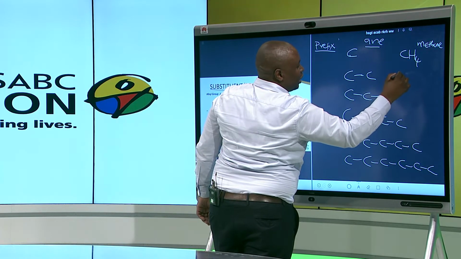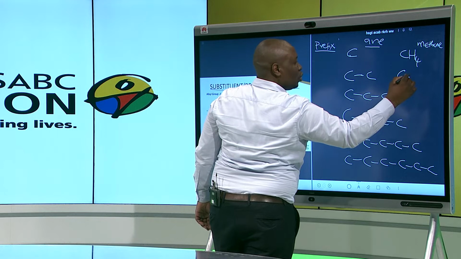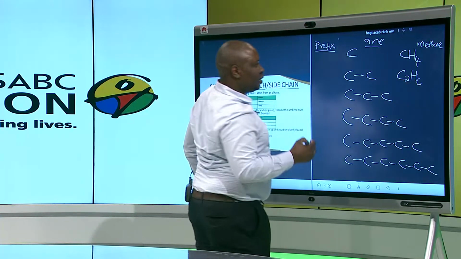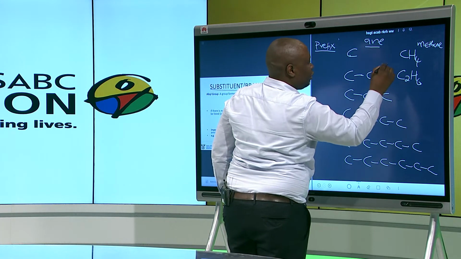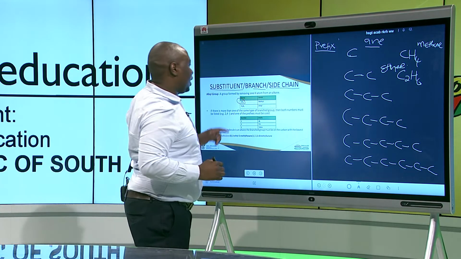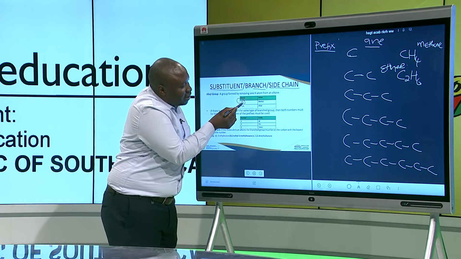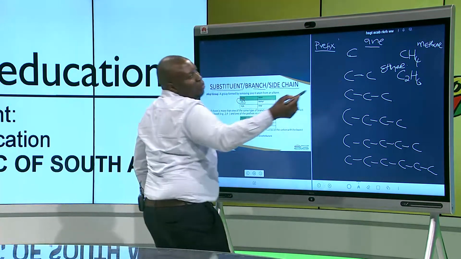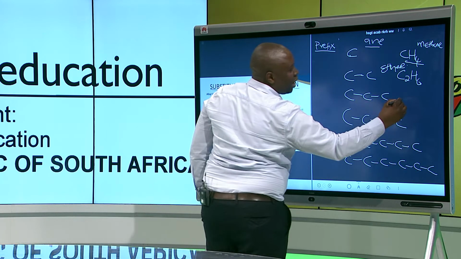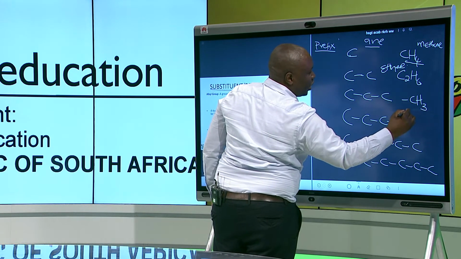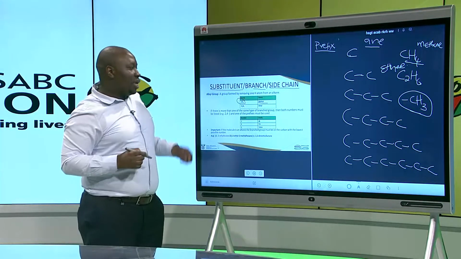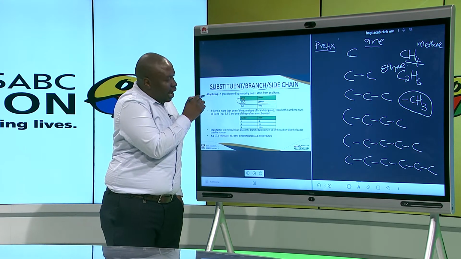We said C2H6 is ethane. You remember we talked about that. Now, when you look at this, it's CH3, which means it's a methane from which we have removed 1 hydrogen. So it becomes CH3. When it says CH3, we refer to it as methyl. So we now refer to it as an alkyl group.